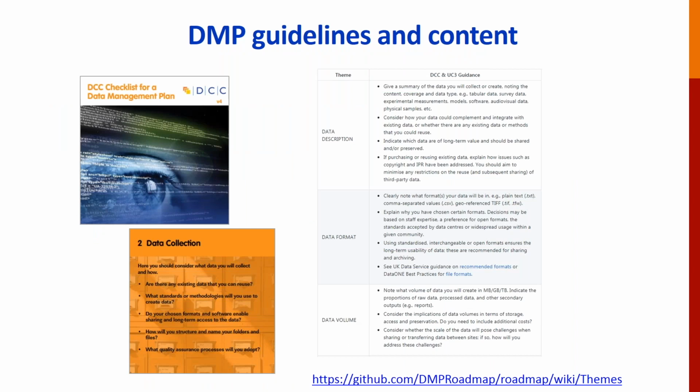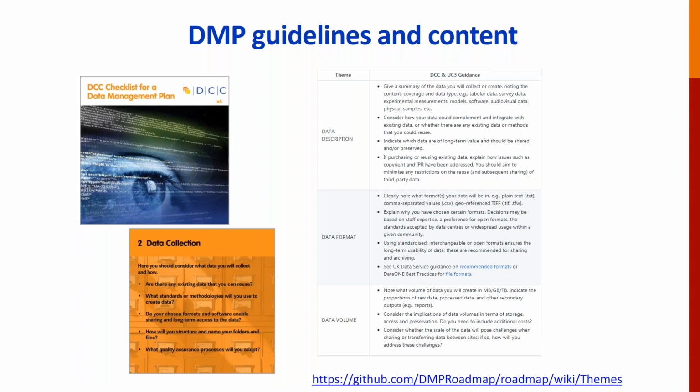So within the DMPonline tool and through this roadmap community, we've pulled together a number of guidelines and content which kind of helps drive the way the tool works. We've looked at the different expectations around data management planning and come up with a general checklist which explains the main things that are usually covered within a DMP. So aspects on data collection, for example, or the documentation and metadata or data sharing.